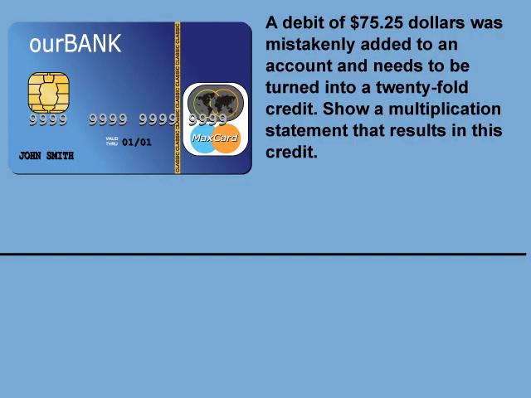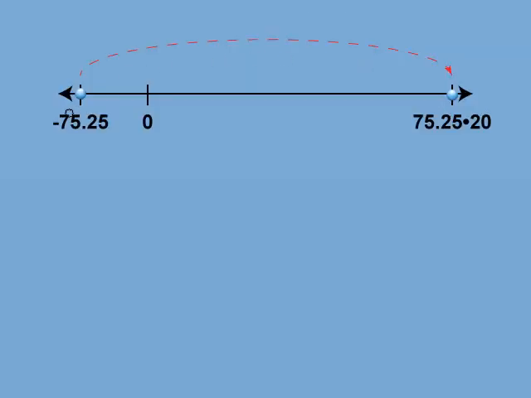A debit of $75.25 was mistakenly added to an account and needs to be turned into a 20-fold credit. Show a multiplication statement that results in this credit. A debit of $75.25 can be modeled by the rational number negative 75.25. The goal is to turn this number into its opposite times 20.